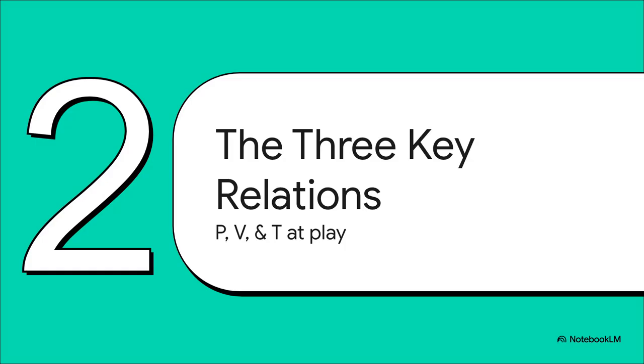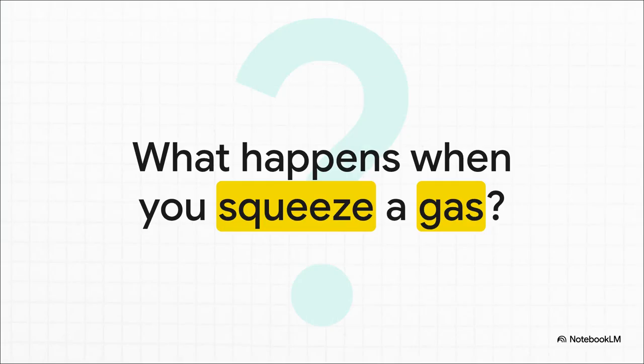All right, so now that we know our key players, pressure, volume, and temperature, let's look at the rules of the game. How exactly do these guys influence each other? Let's start with a simple one. Imagine you've got some gas trapped in a syringe, right? And you push the plunger down, you squeeze it. What do you think happens to the pressure inside?